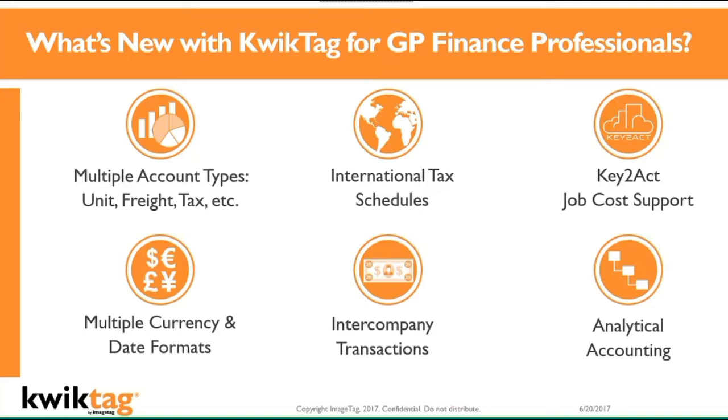So in the GL distribution window, had you needed to integrate with Key2Act, then the job cost fields would have been available to you there, and we would have a direct integration to those job cost lists and codes that, of course, would be dependent on the jobs that you select in that drop-down as well, in that breakdown in the distribution window. Multiple currency and date formats, intercompany transactions, again, all of that can be automated directly from the initial coding point within the GP Pro client, and analytical accounting as well, all supported within the GP Pro client.